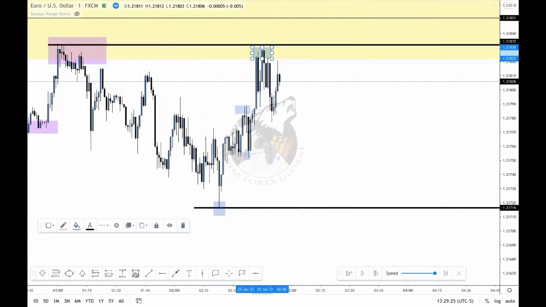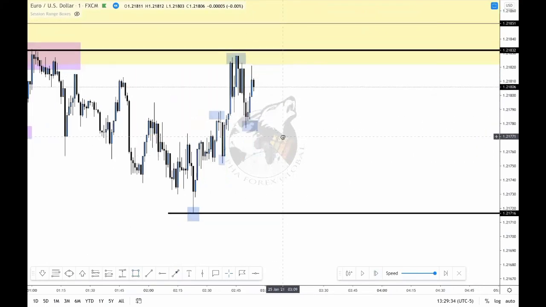All right, so the market basically created the higher low here. So what we're looking for now is this higher low to be broken, right? To say that the 1 minute is now in a downtrend, right? So let's see what's up.